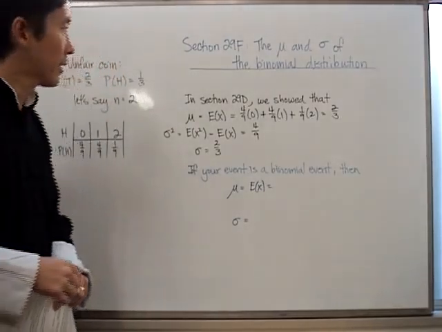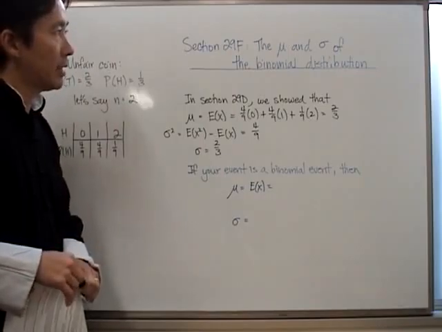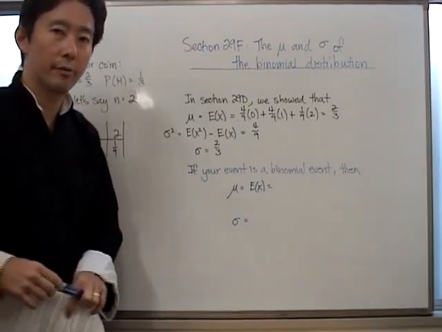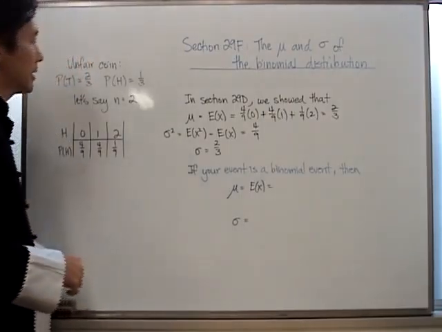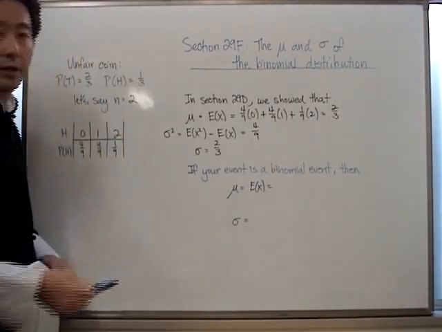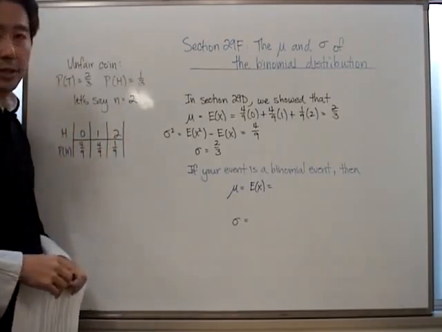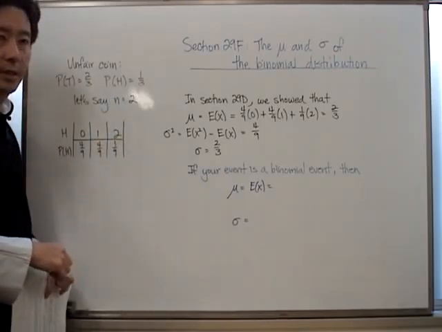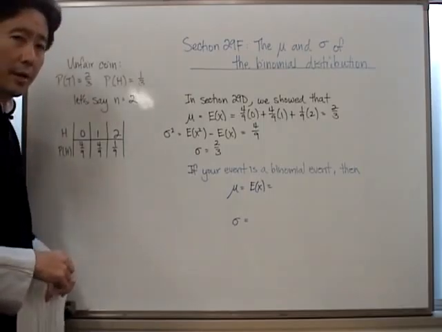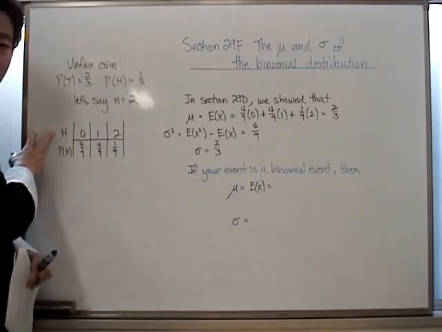Okay, hello everybody. Today we're going to be looking at section 29F, which is called the mean and standard deviation of the binomial distribution. So let's take a look at the situation at hand. Let's say, for example, that again we're dealing with our unfair coin, such that the probability of tails is 2/3 and the probability of heads is 1/3. And again, let's say that we do this event 2 times. So in other words, we're trying to calculate how many heads are going to show.